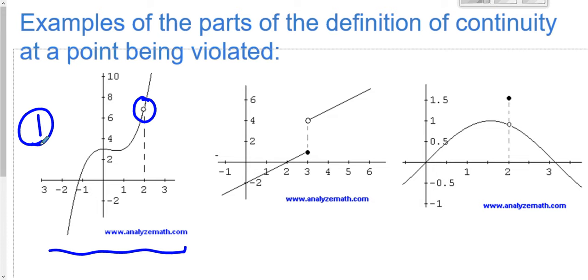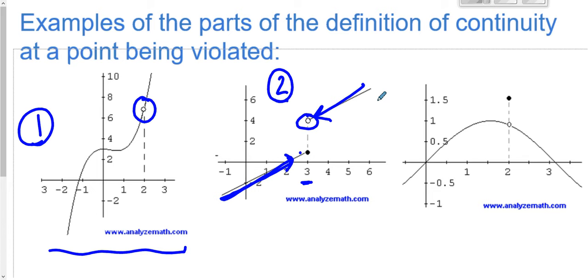In the second picture, I don't think I was very creative here, but it's the second pillar that's violated. I didn't really mix it up. Here you have the left-hand behavior coming towards 3. This time we're looking at 3. As you come towards 3 from the left and as you come towards 3 from the right, the right-hand limit would be 4, but the left-hand limit would be 1, and 1 and 4 are not the same. So this is the second pillar being violated.